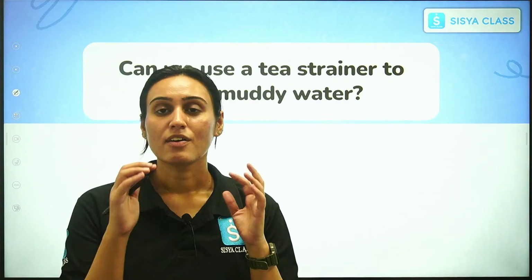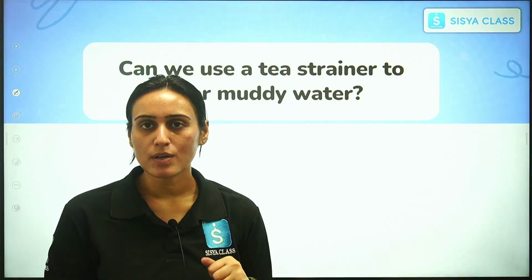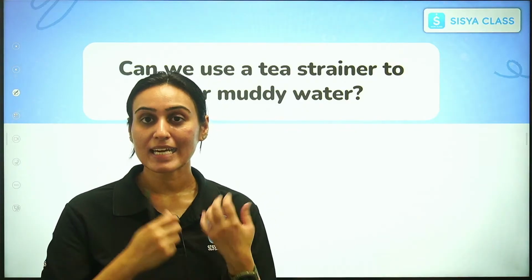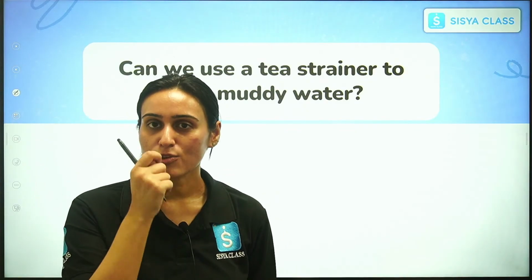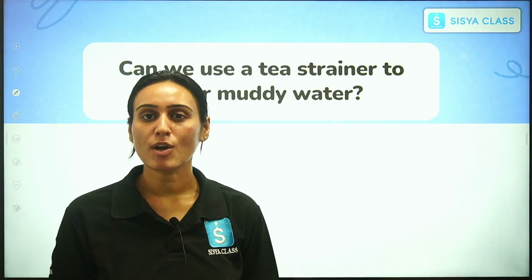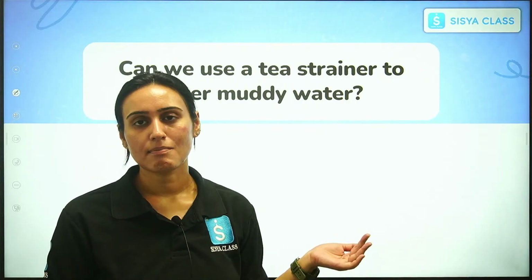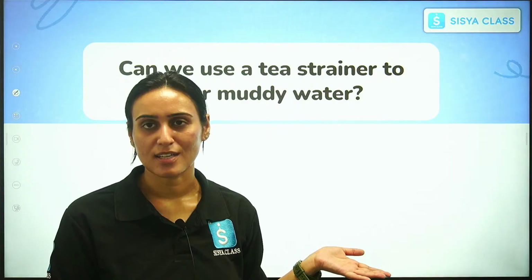So what do we need? We have to take help of filter paper. Let's see what it is. Or you may take some cloth also. Cloth can separate out the mud from your water. That can work. Not the simple tea strainer that you have seen just now. Okay.